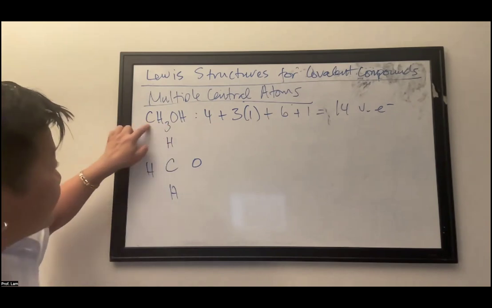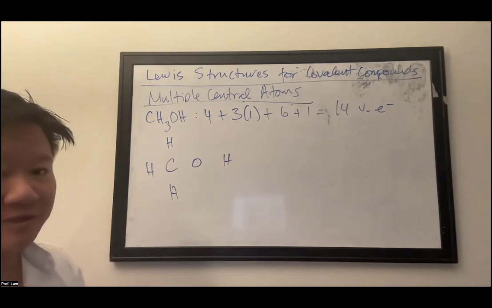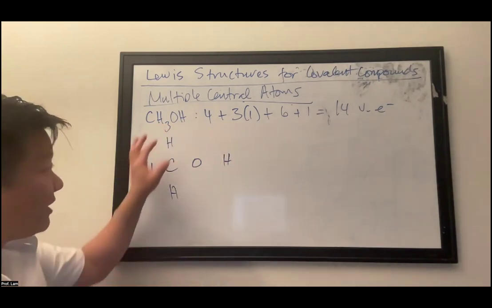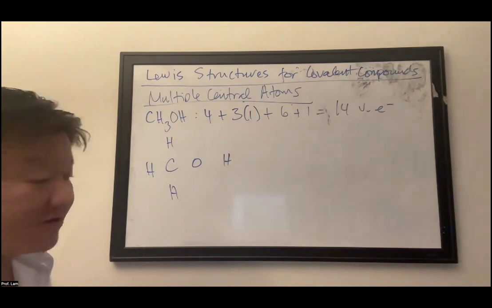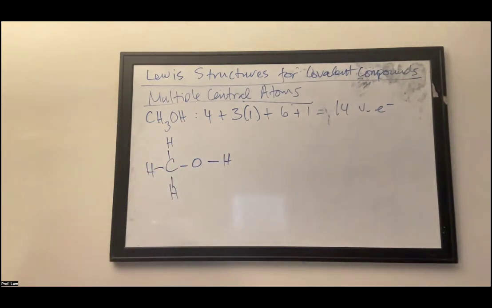So that oxygen has to be attached to the carbon. And then this hydrogen is attached to that oxygen. Okay, so I just read it out, spell it out, so I get the skeleton of it first, and then I continue with my steps and draw in the single bonds.